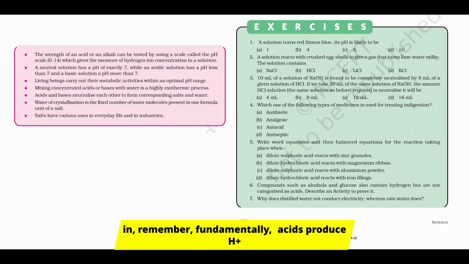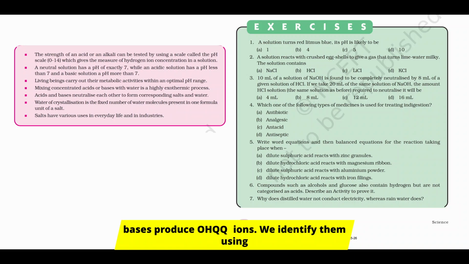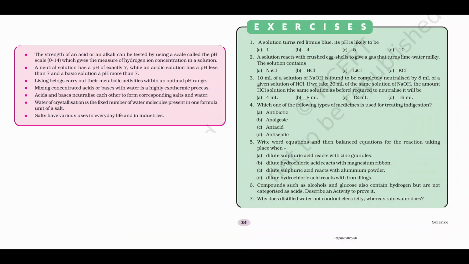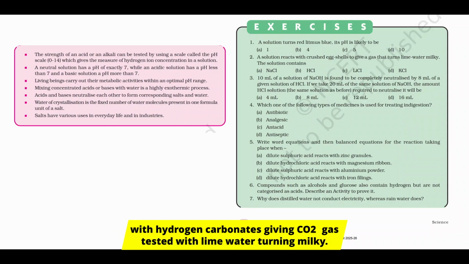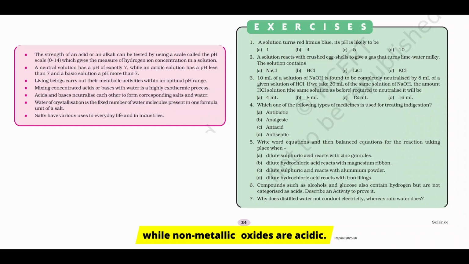Remember, fundamentally, acids produce H+(aq) ions in water, more accurately H3O+, while bases produce OH-(aq) ions. We identify them using indicators: natural, litmus, turmeric; synthetic, phenolphthalein, methyl orange; or even olfactory, onion, vanilla. Key reactions. Acids react with active metals giving H2 gas, with hydrogen carbonates giving CO2 gas, tested with lime water turning milky. Neutralization is acid plus base gives salt plus water. And remember, metallic oxides are generally basic, while nonmetallic oxides are acidic.